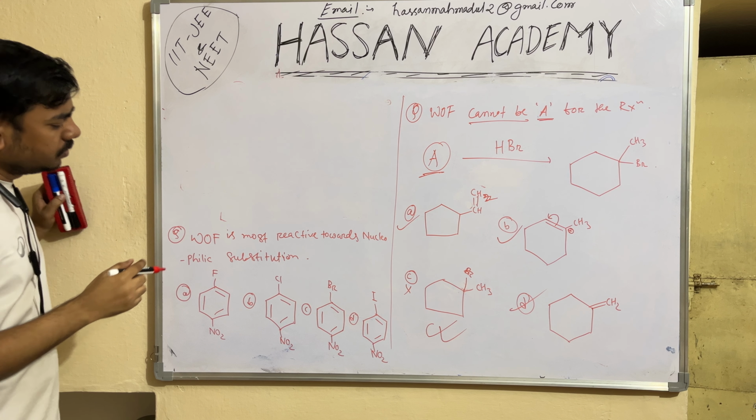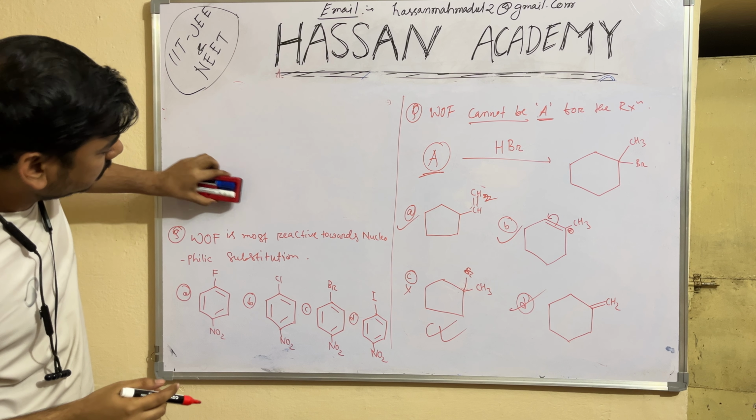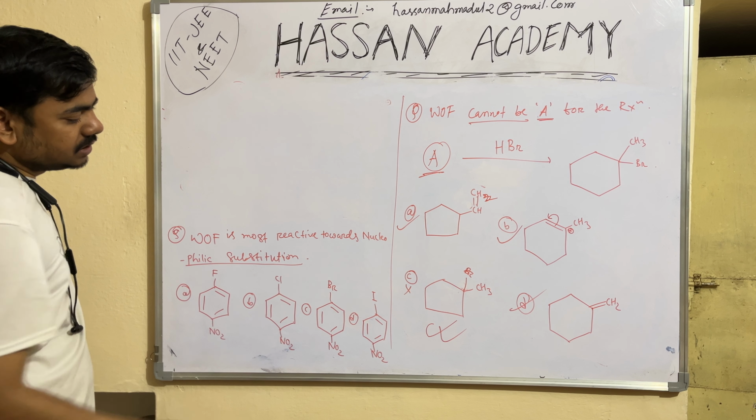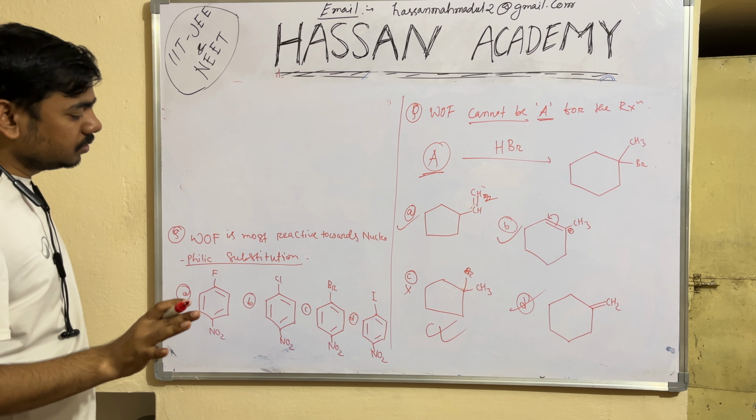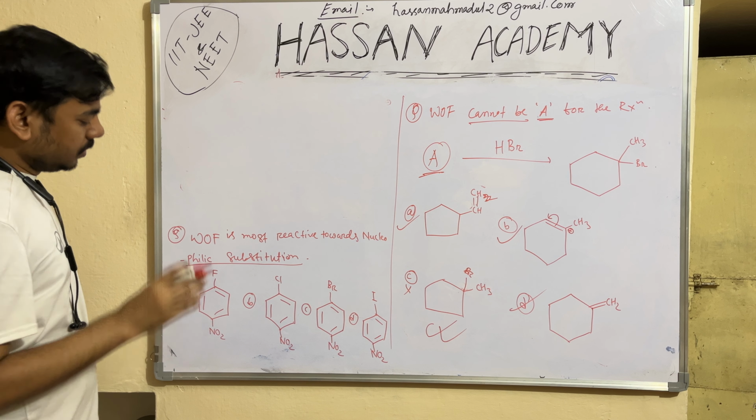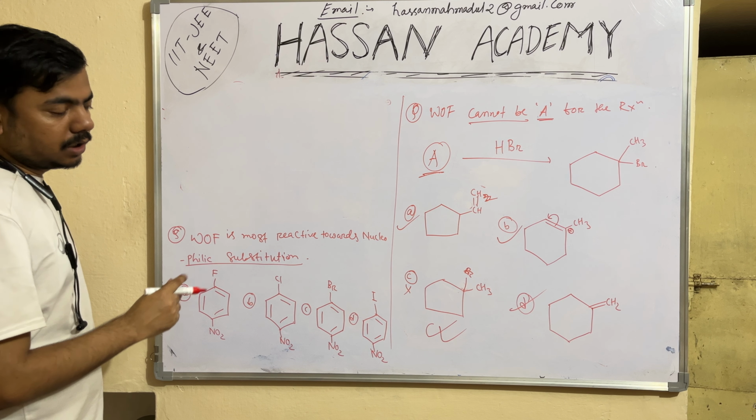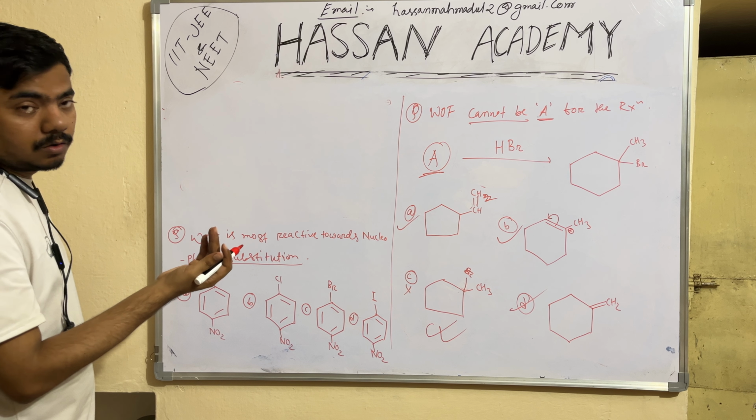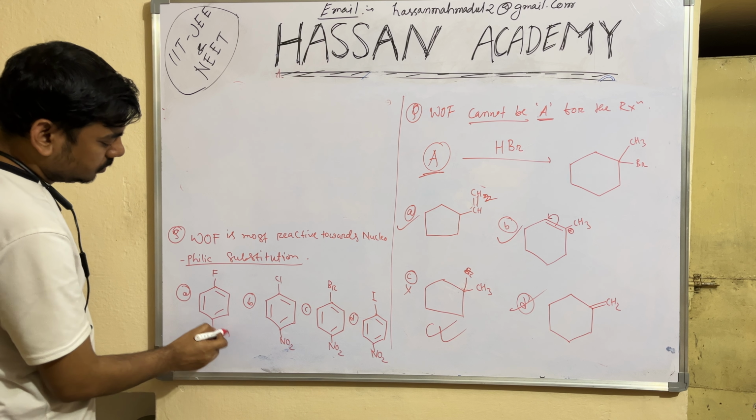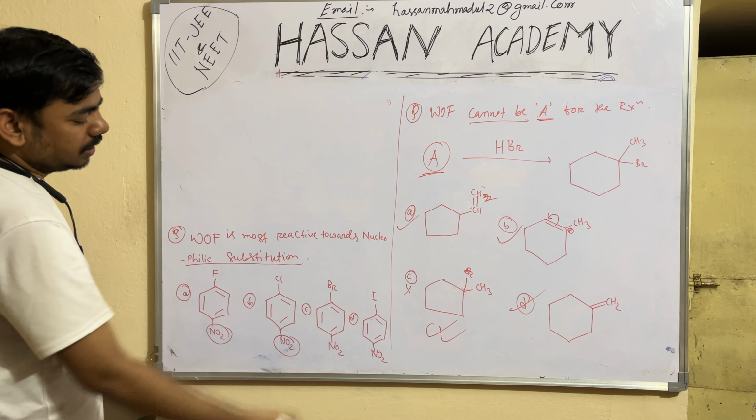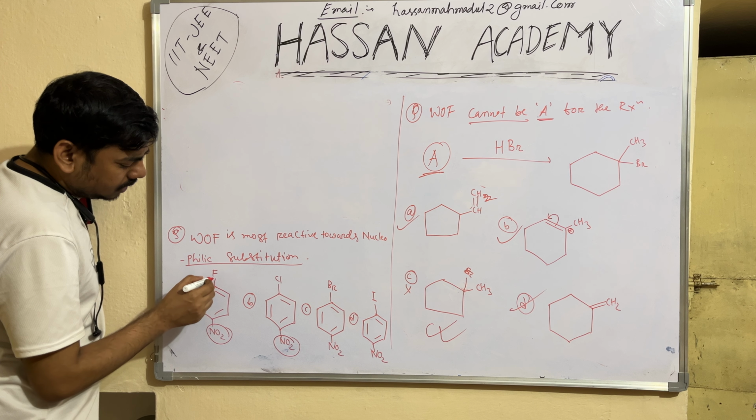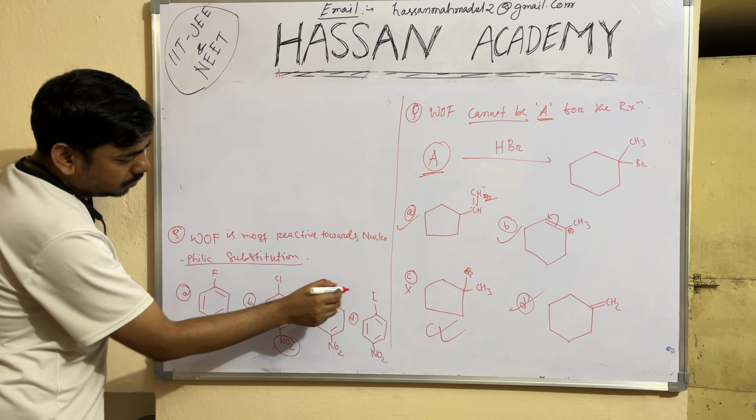Let's discuss this question. Which of the following is most reactive towards nucleophilic substitution reaction? First of all, everywhere benzene is there, and benzene does not show good nucleophilic substitution reaction. It will show nucleophilic substitution once there is a good electron withdrawing group at ortho or para. In the para position everywhere nitro is there, so yes, it can show.